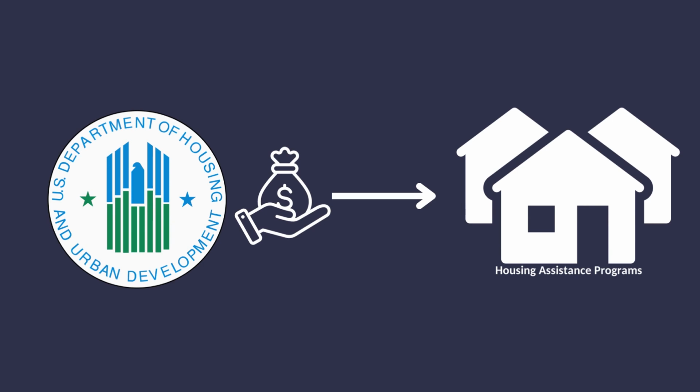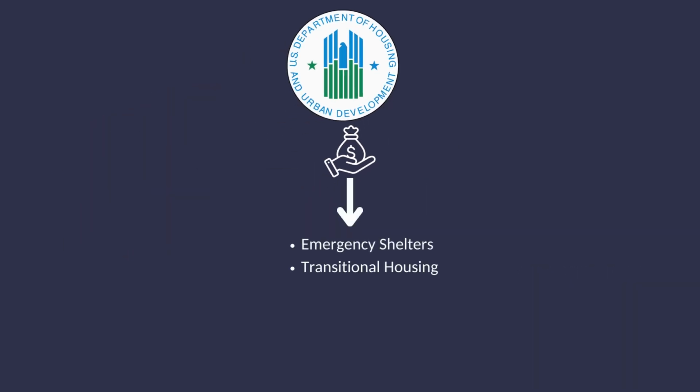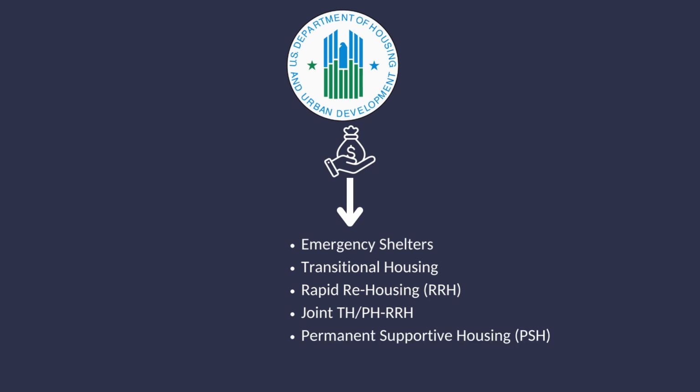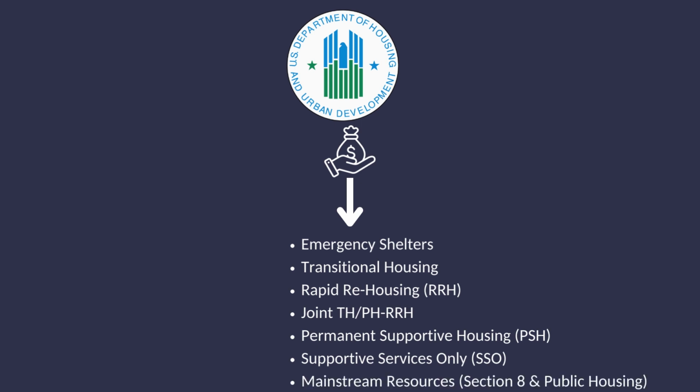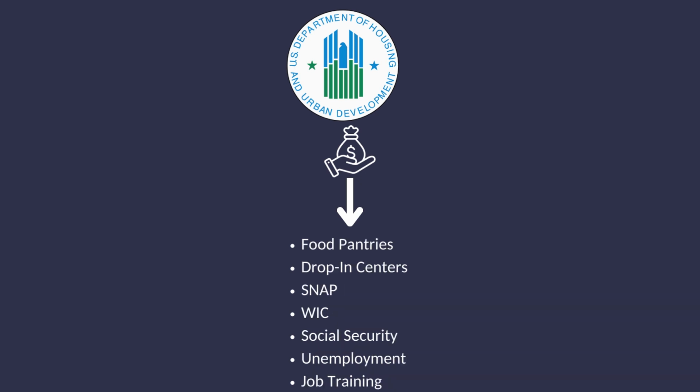We know that HUD funds a wide variety of different housing and homelessness programs: emergency shelters, transitional shelters, rapid rehousing, joint component transitional and rapid rehousing, permanent supportive housing, supportive service organizations, not to mention mainstream resources like Section 8 and public housing, along with all the other programs to help him get his basic needs met: food pantries, drop-in centers, benefits like SNAP, WIC, Social Security, maybe unemployment. The list goes on and on and on.